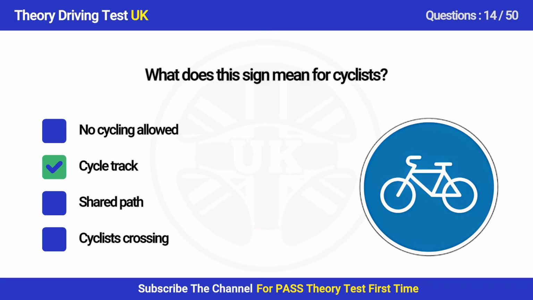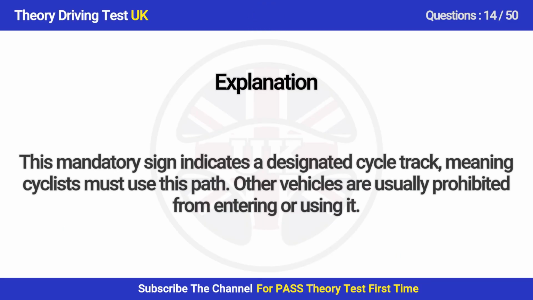Answer is B. Cycle track. This mandatory sign indicates a cycle track, meaning cyclists must use this path. Other vehicles are usually prohibited from entering or using it.